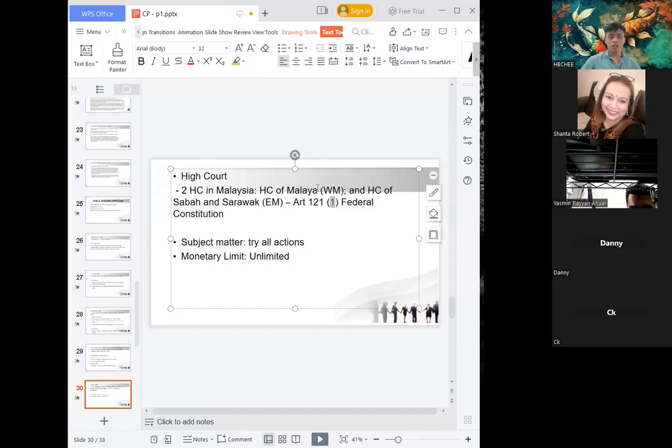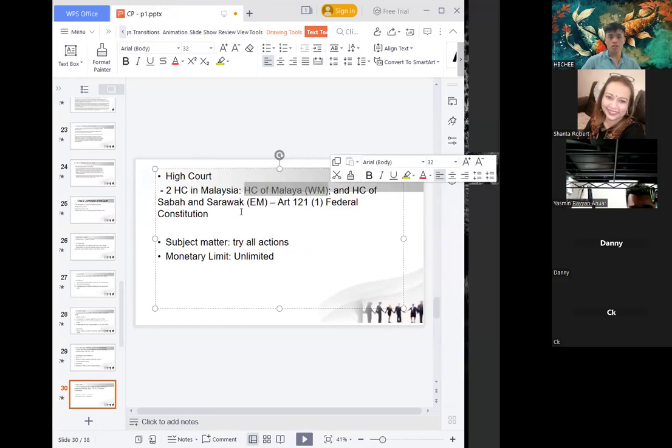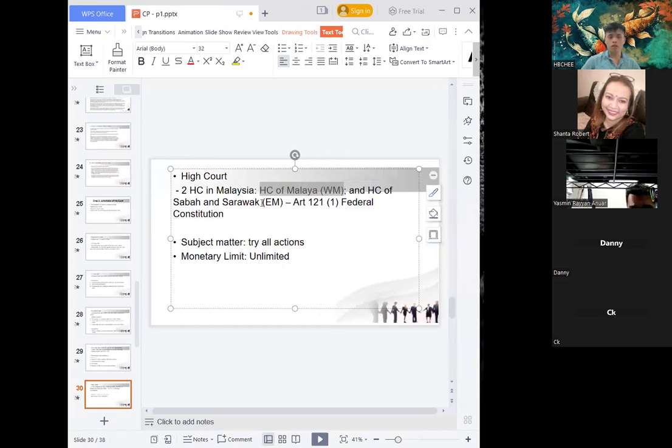And in a technical sense, the High Court of Malaya could be different for certain rules. It is applicable to West Malaysia and not applicable in East Malaysia. We will discuss it later. So the subject matter, they can try all actions. And monetary limit, no limit because it is High Court already.